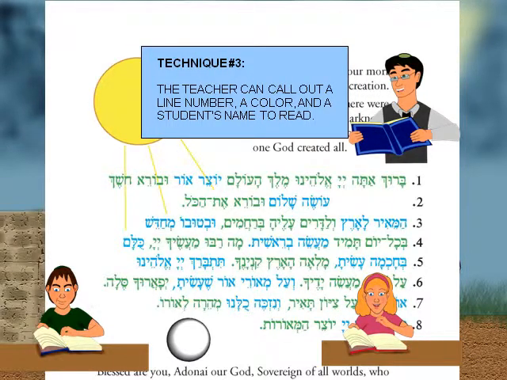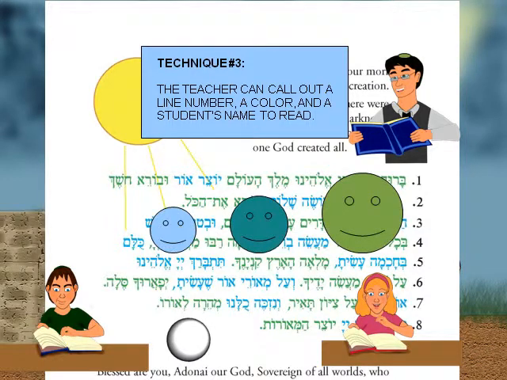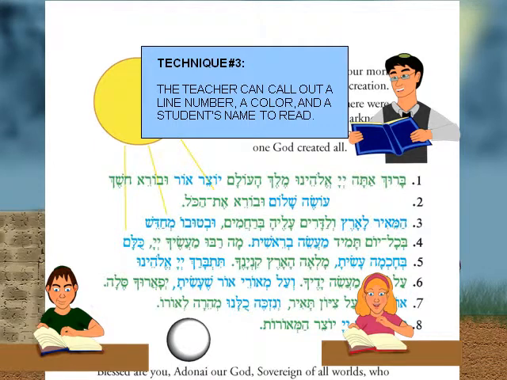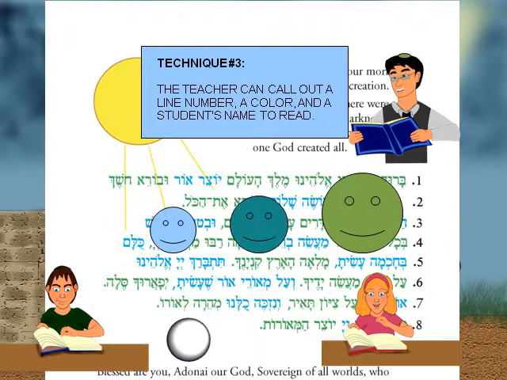Technique number 3. The teacher can call out a line number, a color, and a student's name to read. For example, Rachel, line 3, green. V'ladarim aleha berachamim. Good job, Rachel. Dani, line 3, first blue. Hameir la'aretz. Good job, Dani. Great.